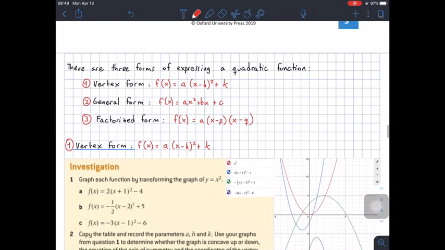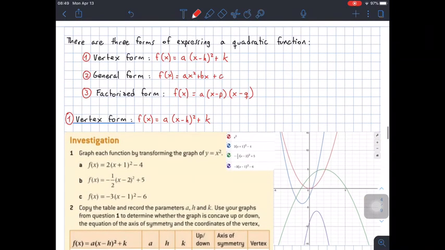Next, we're gonna keep on moving with the most important part of this class, which is the different forms of expressing a quadratic function. There are three main ways of expressing a quadratic function. The first one is the vertex form, which looks like this. The second form is the general form, which looks like this, which is the same case we saw in the previous example. And finally, the factorized form, which looks this way.